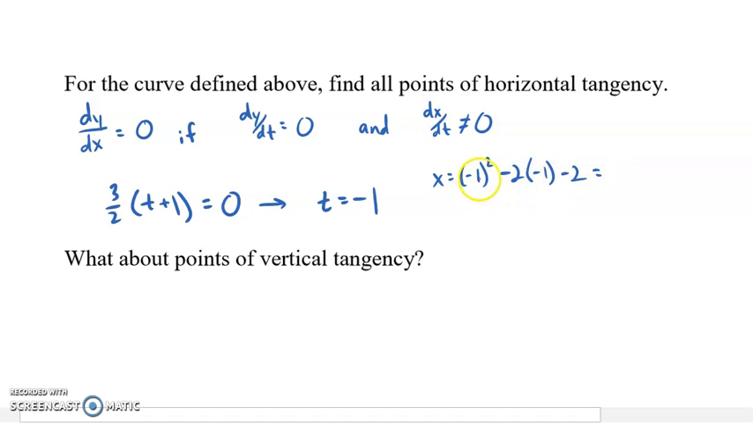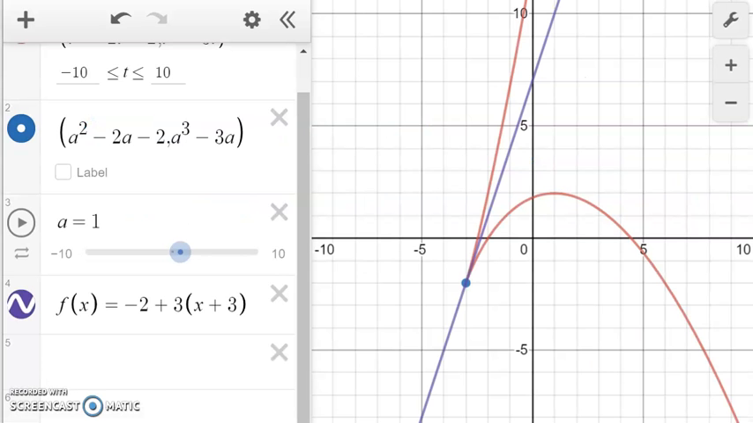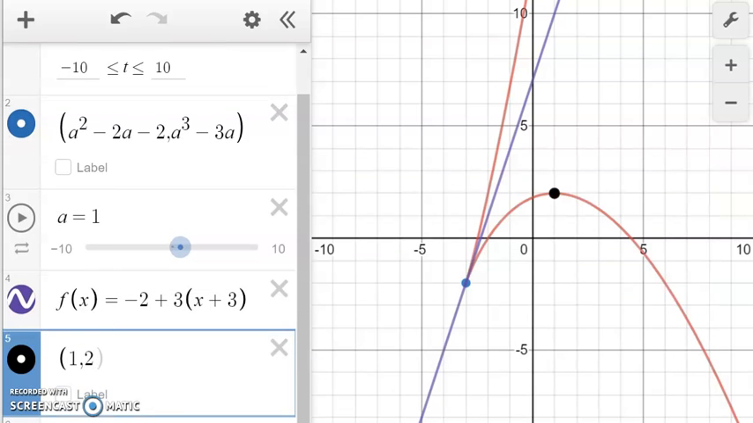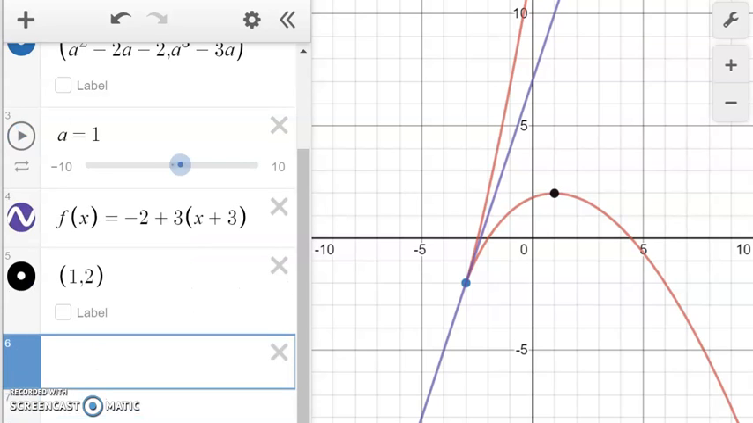So that's 1 plus 2 minus 2 is 1. And then the y value was t cubed, or negative 1 cubed, minus 3 times negative 1. That's negative 1 plus 3, which is positive 2. So the point is 1 comma 2. Let's pull up our graph and double check if the point 1 comma 2 looks right to me. Sure does seem like a place where the tangent line is horizontal, and it sure looks like it's the only point as well.